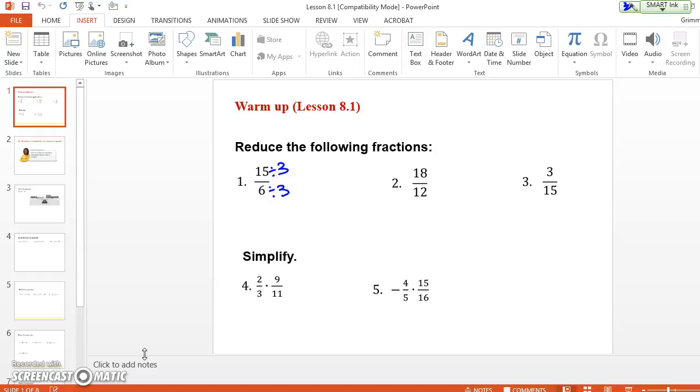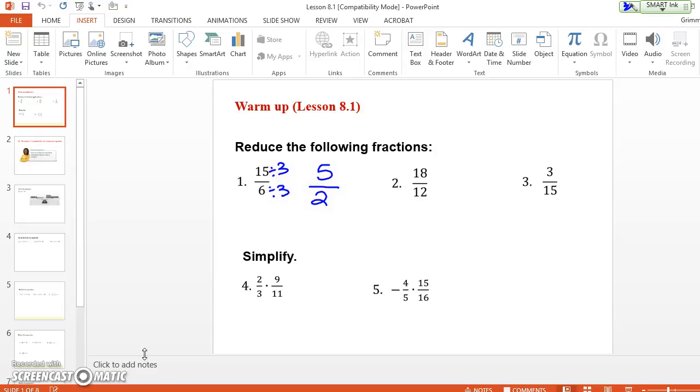So 15 divided by 3 is 5. 6 divided by 3 is 2. Now, I walked around and some of you converted that to 2.5. That's okay. But usually when you're reducing, you just reduce it and you don't have to change it to a mixed number unless Digits tells you you have to.